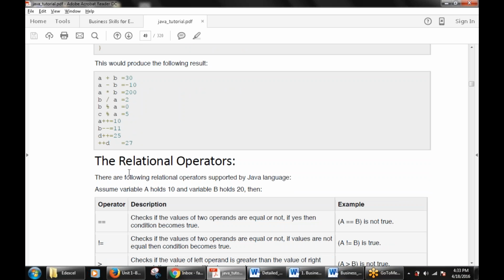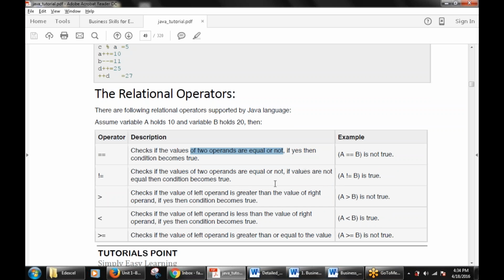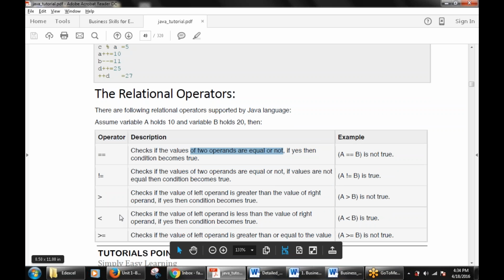So these are the relational operators. The first is double equals to, which checks if the values of the two operands are equal or not. If yes, it is equal, and that gives the output as true. Then not equal to checks if the two operands are not equal. If the values are not equal, then the condition becomes true.